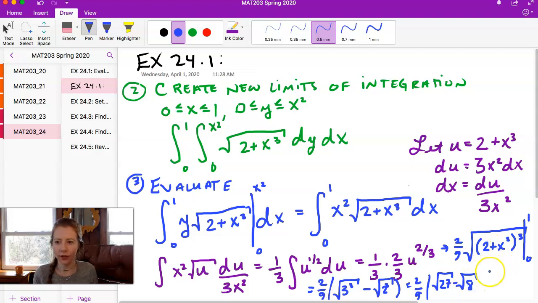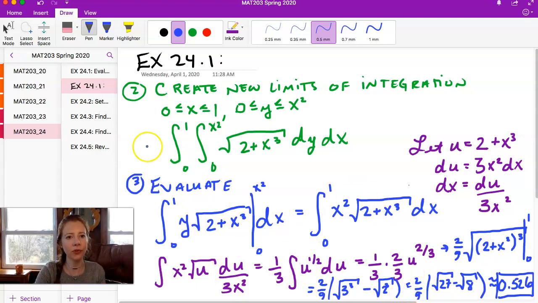When all is said and done, we can simplify a little bit, and we end up with 2/3 times the square root of 3 minus 4/9 times the square root of 2, which is approximately 0.526. Okay, so that was it with that one. Keep in mind, if you have any questions about any of this, post to the forum, send me an email, and I will address it as soon as I see it.